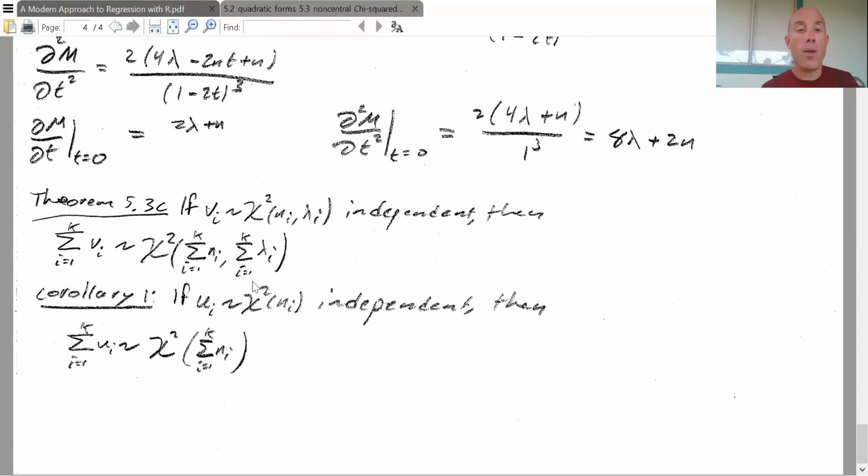All right, so then if I have a non-centrality parameter of 0, I'm talking about a regular old chi-square distribution, and we have independence, then for the sum of chi-square distributions, I just add up the degrees of freedom to get the distribution, which should feel like a review from your stat theory course.